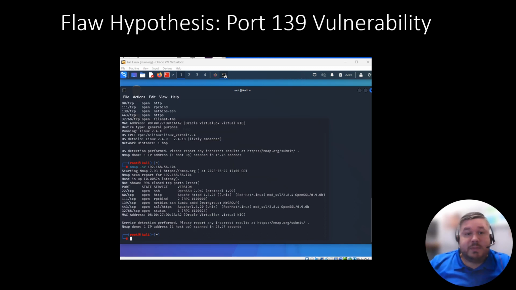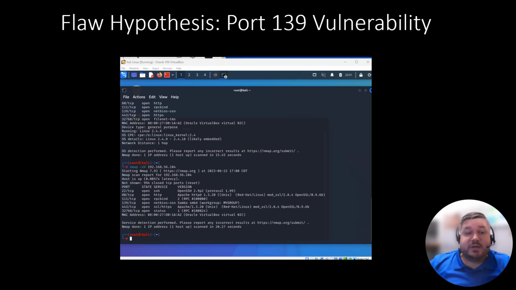Port 139 may be a potential vulnerability related to NetBIOS over TCP/IP service that can allow for potential unauthorized access and data exposure. The flaw hypothesis suggests that port 139, which is commonly associated with the NetBIOS over TCP/IP service, may have vulnerabilities that could be exploited by attackers. These vulnerabilities might allow unauthorized users to gain access to sensitive data, execute remote code, or perform other malicious activities on systems that have port 139 open.